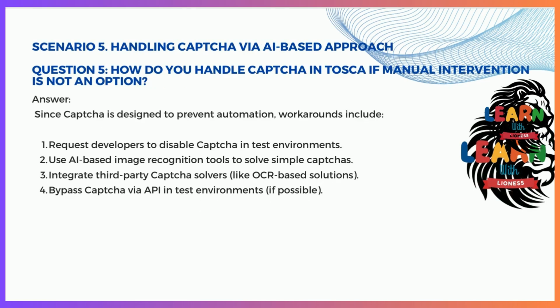Scenario 5. Handling CAPTCHA via AI-based approach. Question 5. How do you handle CAPTCHA in Tosca if manual intervention is not an option? Answer. Since CAPTCHA is designed to prevent automation, workarounds include: 1. Request developers to disable CAPTCHA in test environments. 2. Use AI-based image recognition tools to solve simple CAPTCHAs. 3. Integrate third-party CAPTCHA solvers, like OCR-based solutions. 4. Bypass CAPTCHA via API in test environments, if possible.